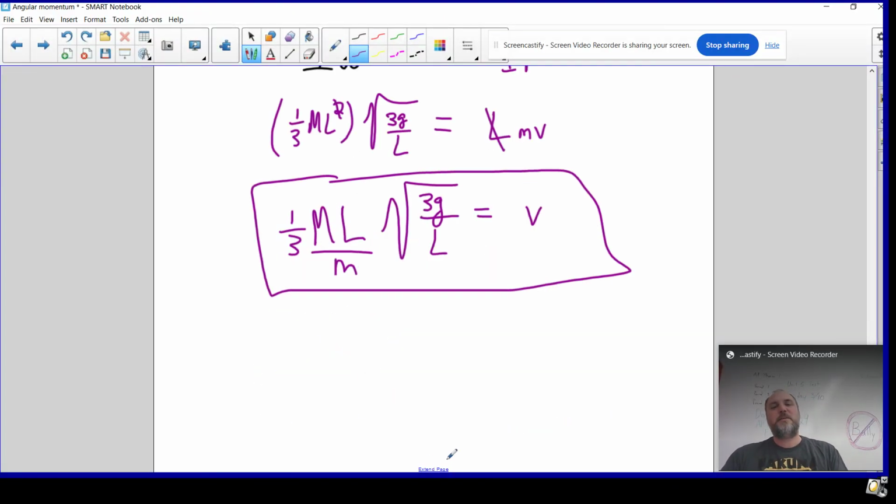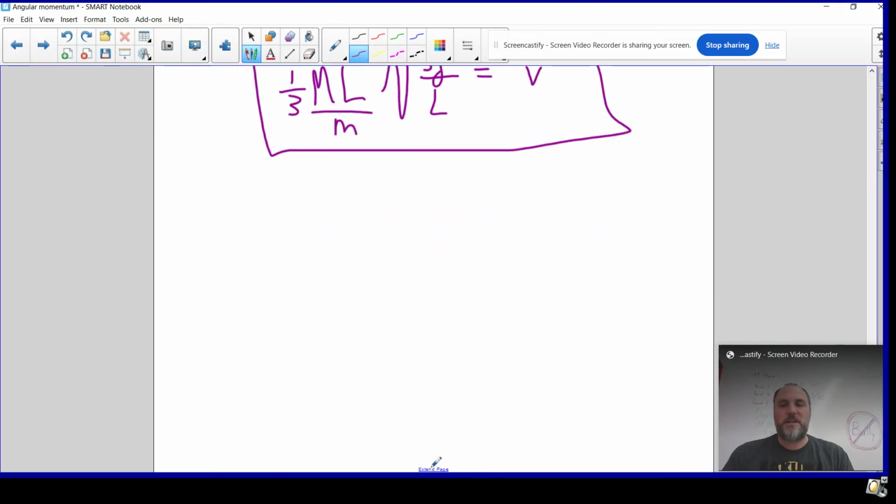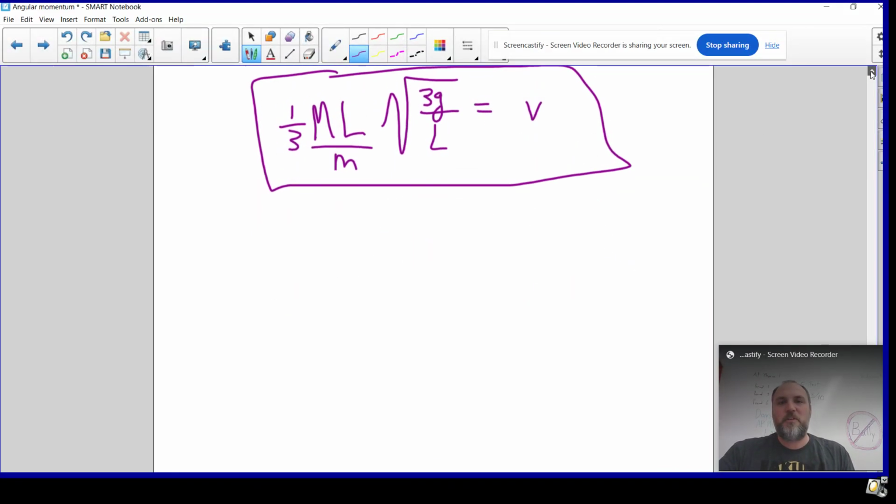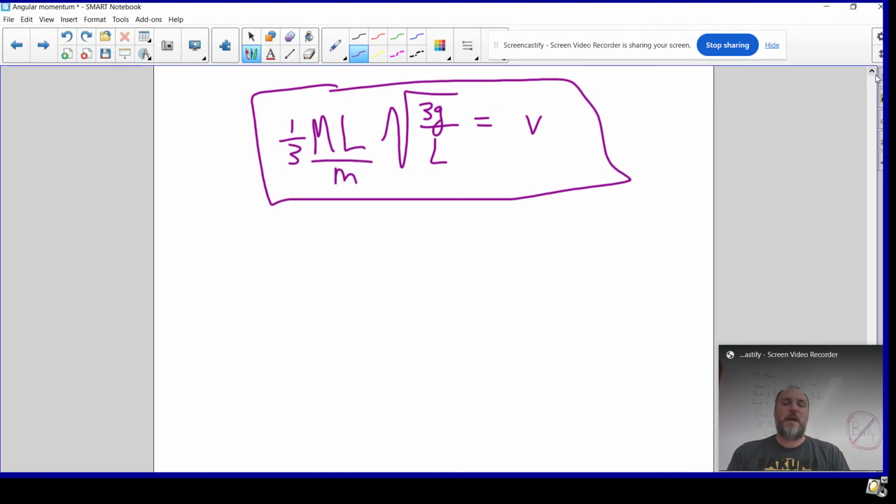Now, I could try to simplify that a little bit. And if you look at scoring guides online, they're going to be simplified a little bit further than this. You don't have to do that, and you take the risk of making a mistake if you try to simplify this out a little bit further. I'm going to go ahead and show you how you could simplify it if you wanted to.